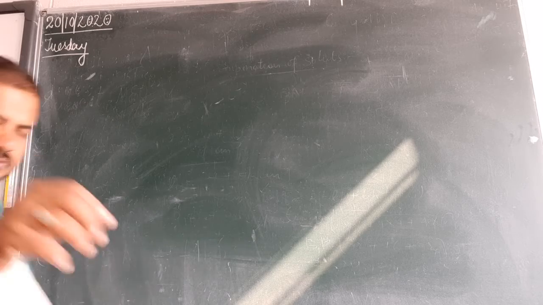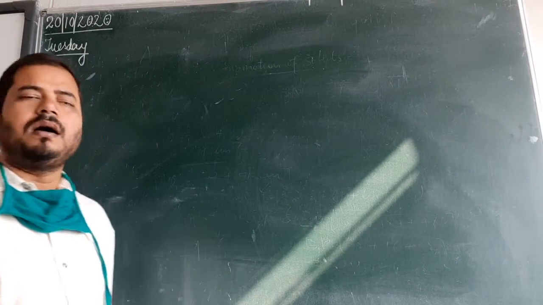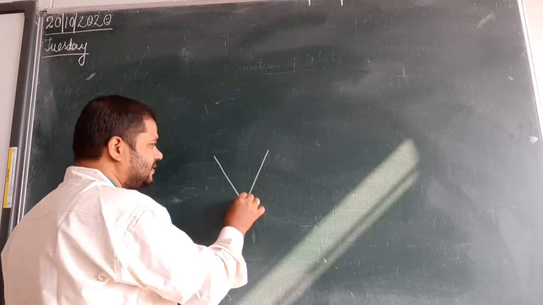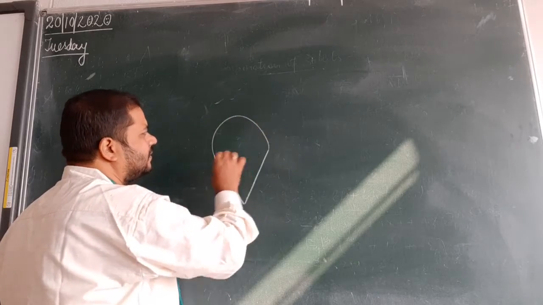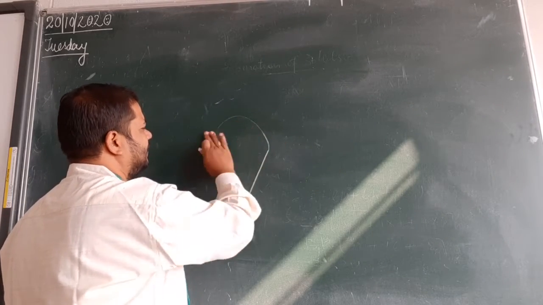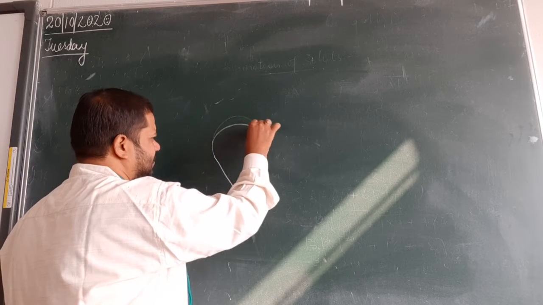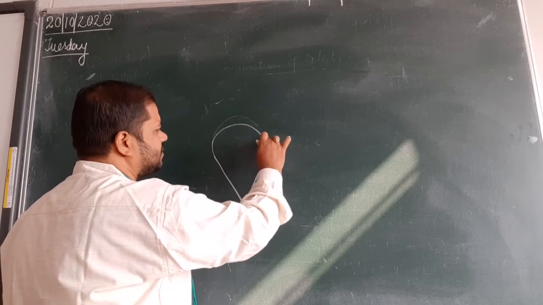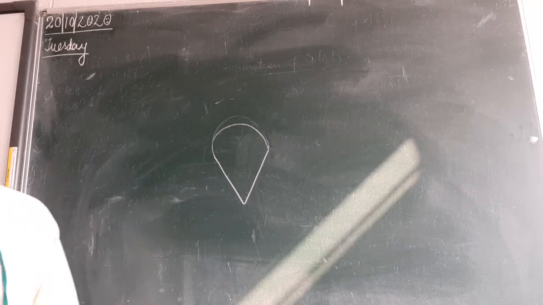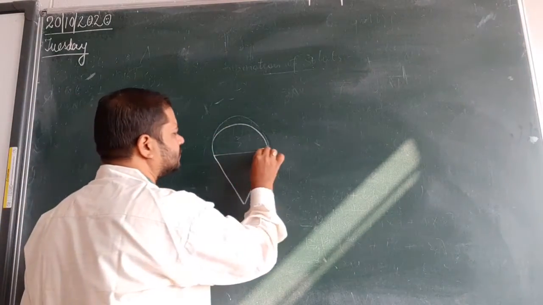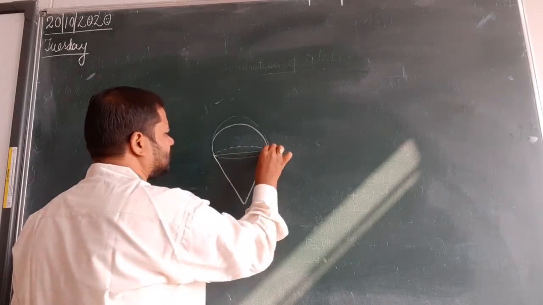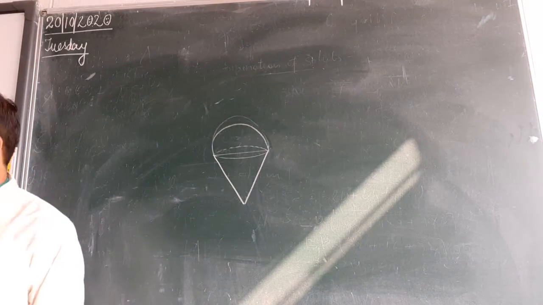Okay, so we have given a cone with radius 3.5 and it is mounted by a hemisphere with the same radius. This is the toy. Clear?